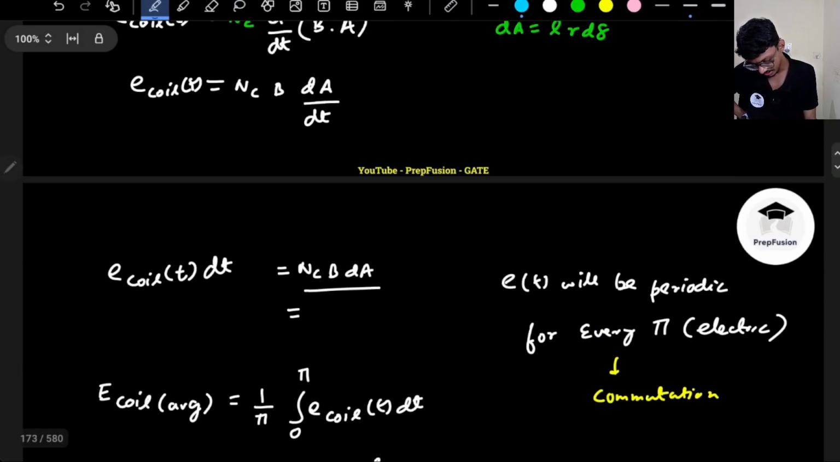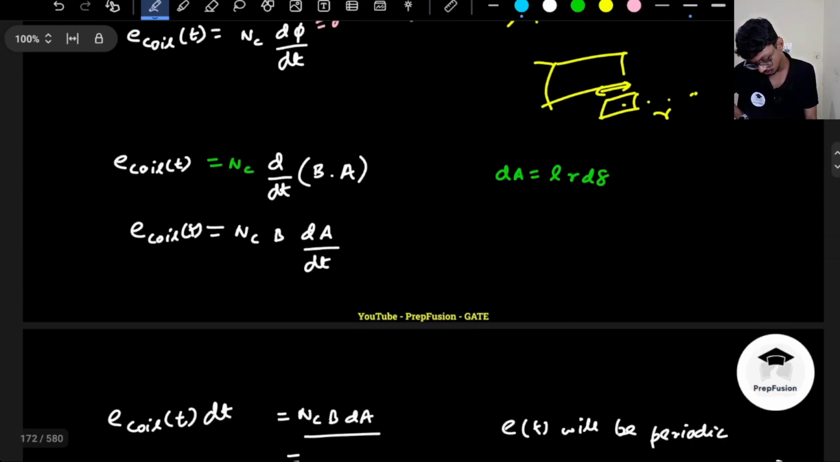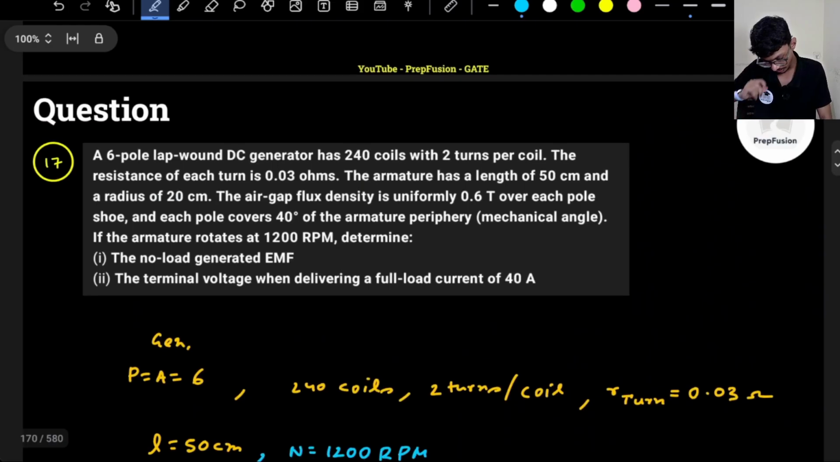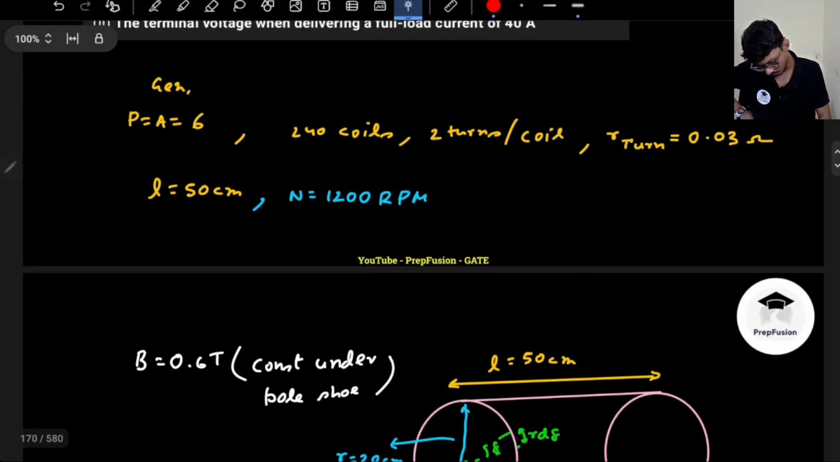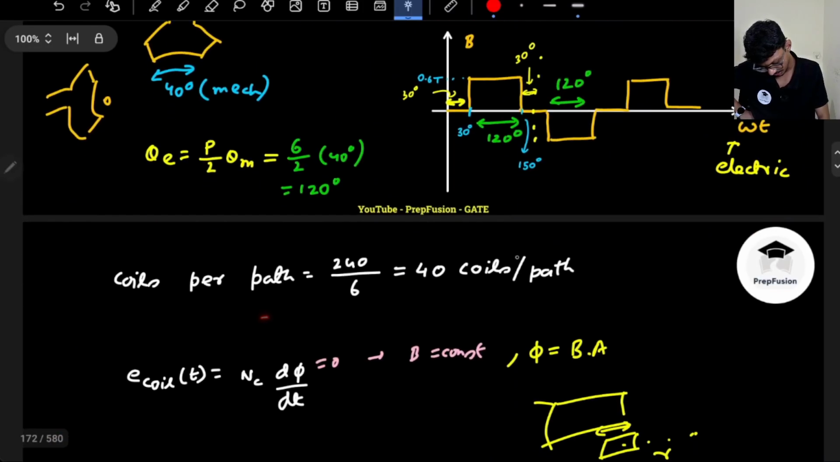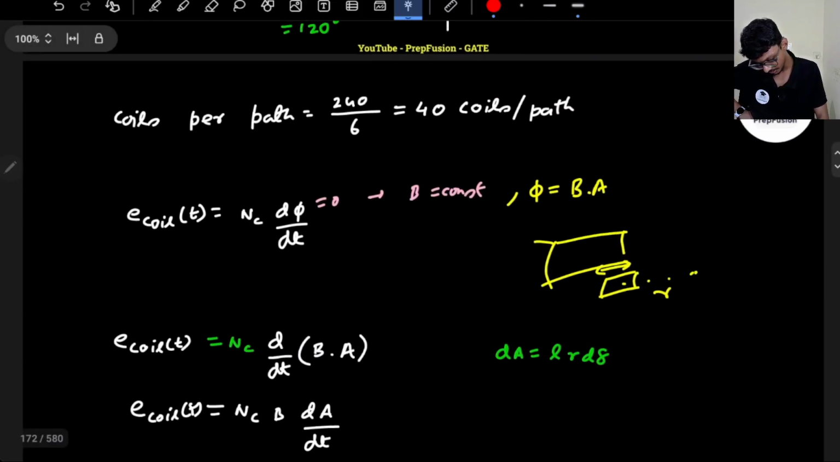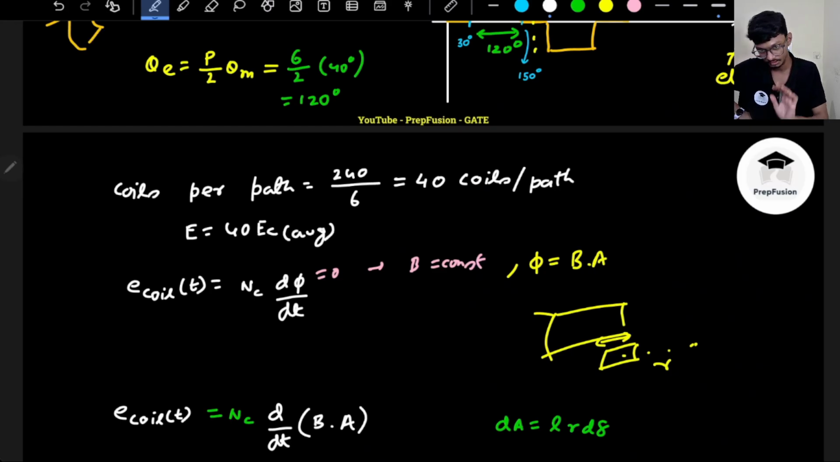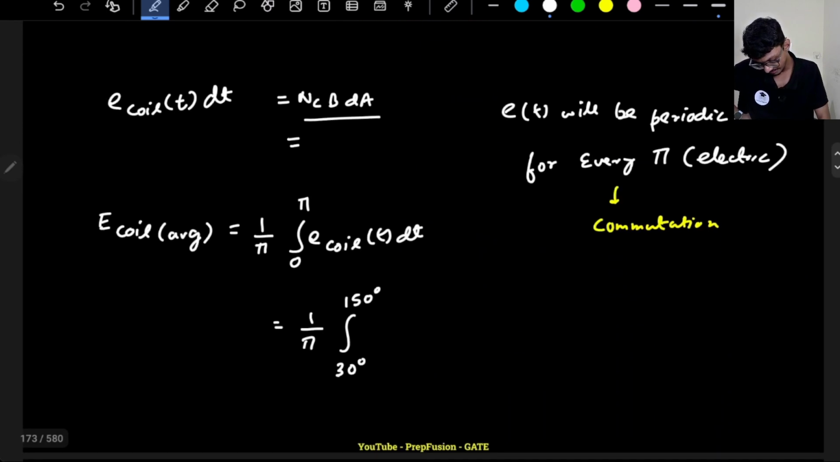So how much is NC? Remember, this is EMF per coil. But do I know how many coils are there in series? I have already calculated that coils per path is 40 coils. So overall, whatever value I calculate, the overall induced EMF E will be 40 into the induced EMF per coil average. Keep this in mind. So my EC average will be this value.